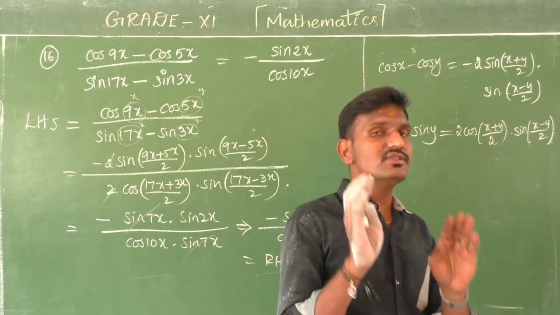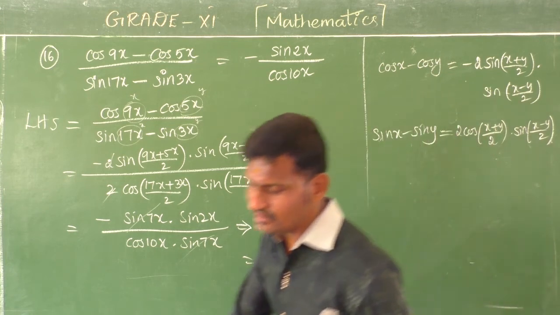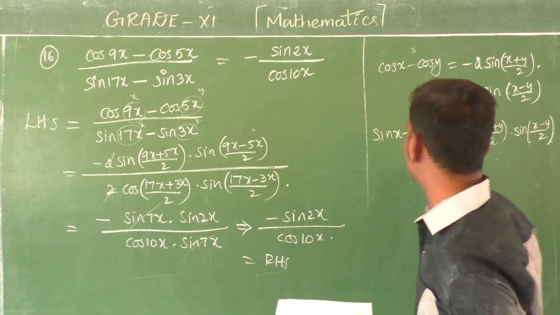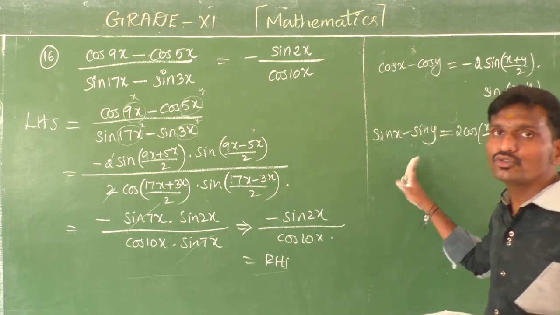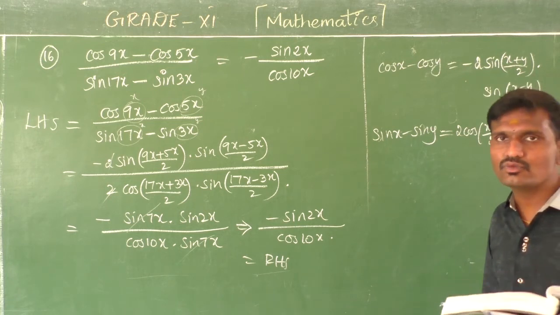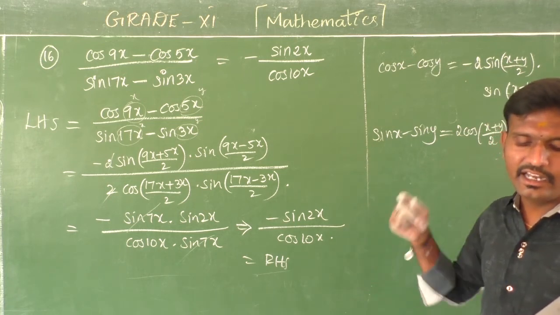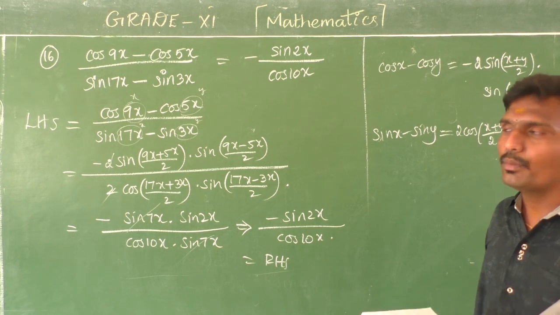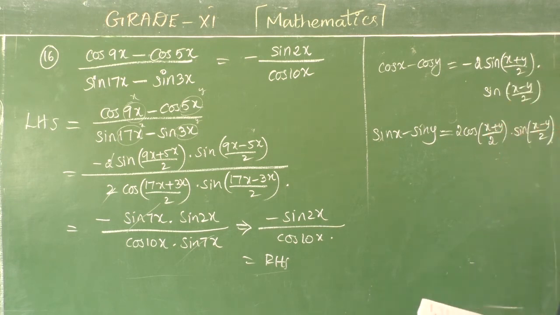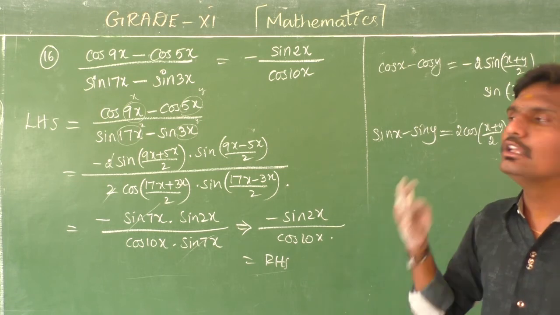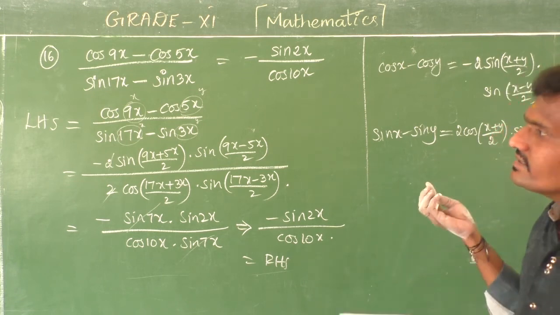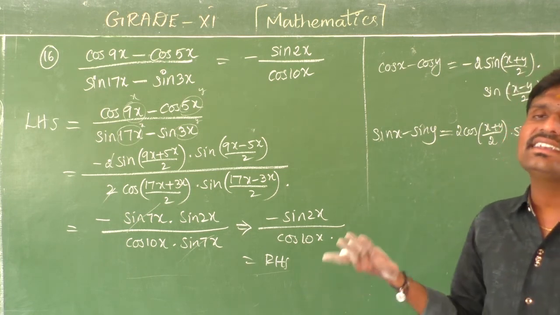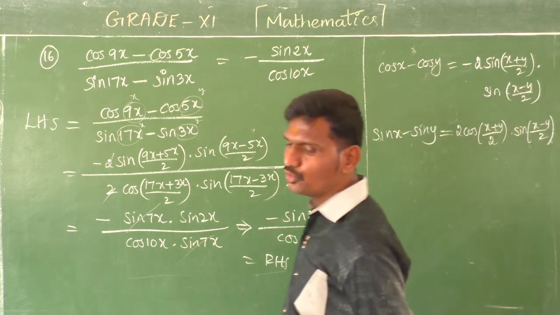The 18th question is very simple. Listen carefully, all of you; I am telling you orally. You have the formula sin x minus sin y equals 2 cos (x plus y) by 2 into sin (x minus y) by 2, and the denominator cos x plus cos y equals 2 cos (x plus y) by 2 into cos (x minus y) by 2. The common cos (x plus y) by 2 cancels and the 2 also cancels. The remaining is sin (x minus y) by 2 over cos (x minus y) by 2, that is tan (x minus y) by 2. Based on this you have to do it.